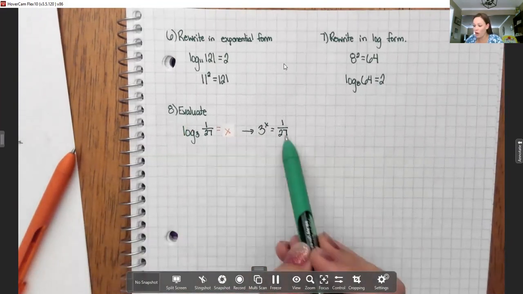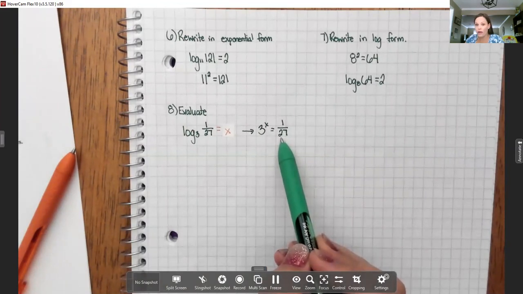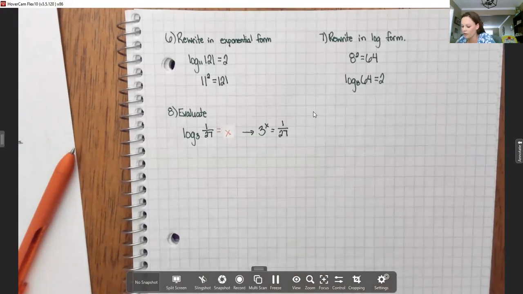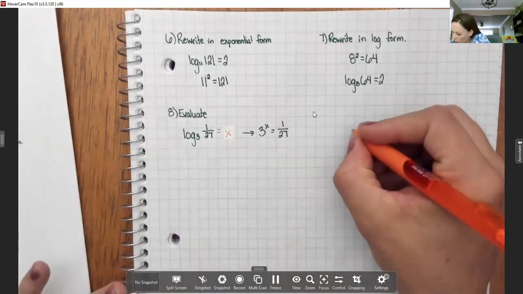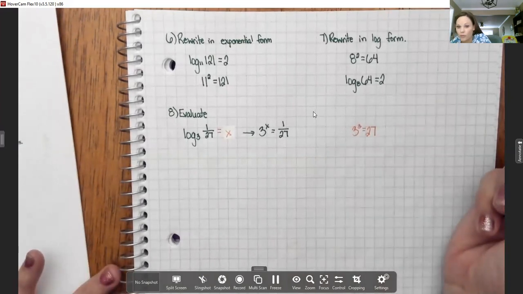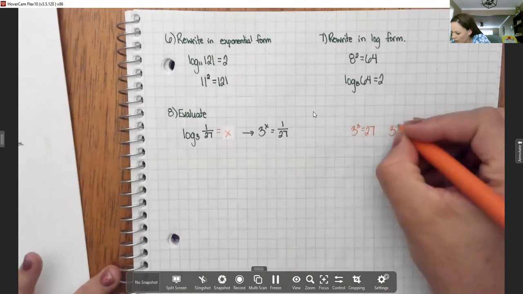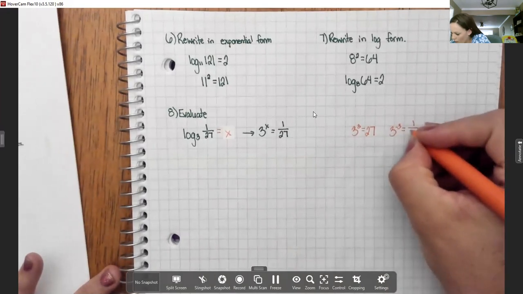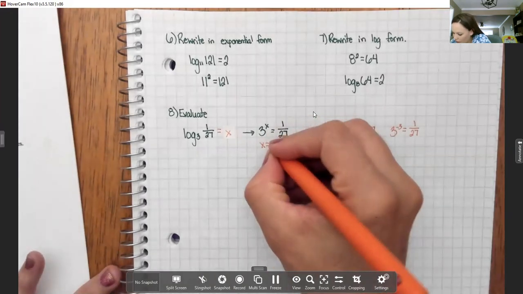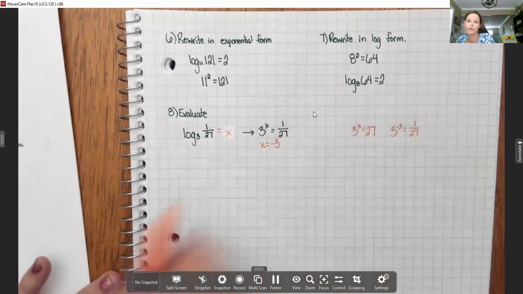So because it's 1 over something, we know it will be a negative number. So that's kind of what you're asking yourself here. 3 to what power gives me 1/27? Well, we know 3 to the third is 27. So 3 to the negative third would be 1/27. So that just tells us X in this problem is -3, or this is equal to -3.